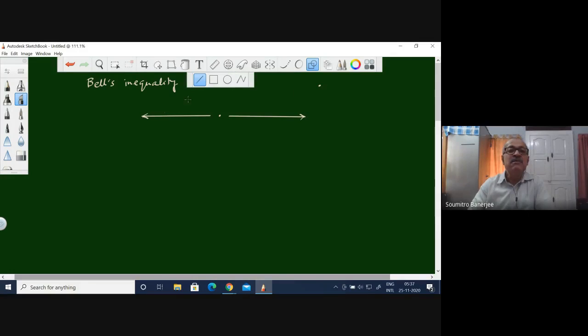And ultimately you observed them in three possible directions. You observed it in the A direction, some B direction, and some C direction. Here also you observed it in A direction, B direction, and C direction. So I'll write A, B, and C, and A, B, and C.